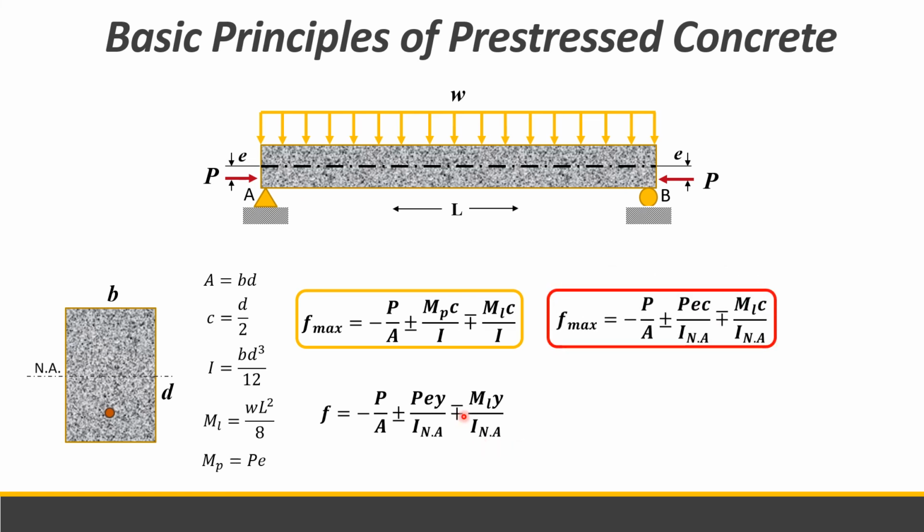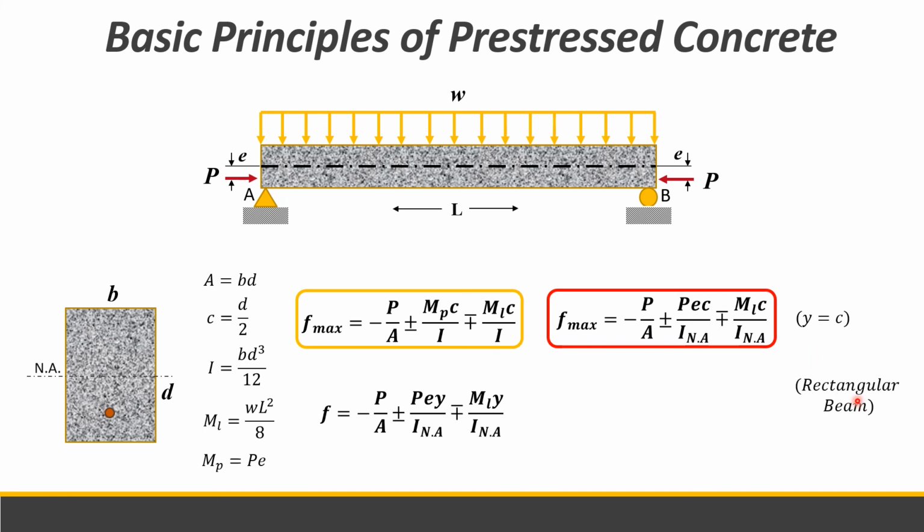Okay. So for maximum stress, negative P over A plus minus PEC, because our Y becomes C. Meaning, we are now at the outermost fiber where our stress is maximum. So the maximum stress at the bottom or at the top is negative P over A plus minus PEC over I minus plus MC over I. So this equation is simply what we get by substituting Y with C.